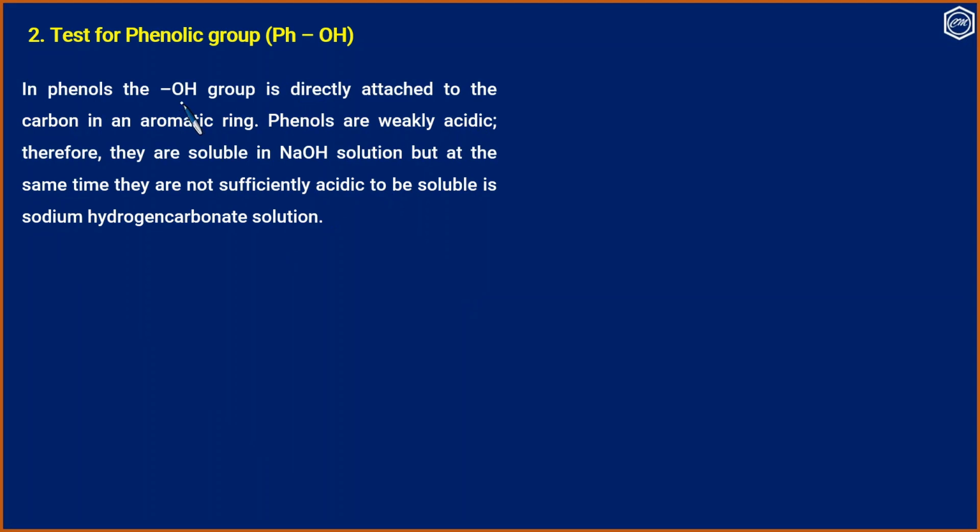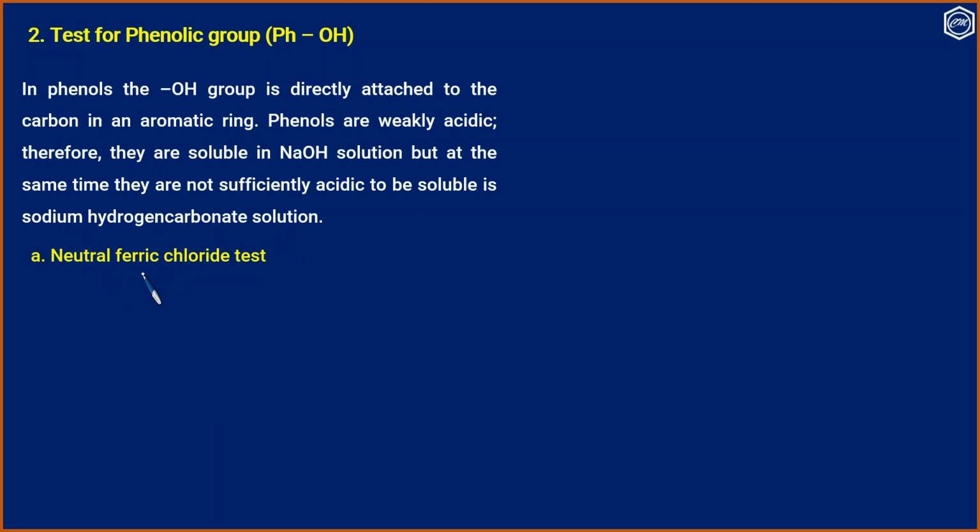Next, we shall study the test for phenolic group. In phenols, the hydroxyl group is directly attached to the carbon in an aromatic ring. Phenols are weakly acidic. Therefore, they are soluble in sodium hydroxide solution, but at the same time, they are not sufficiently acidic to be soluble in sodium hydrogen carbonate solution.